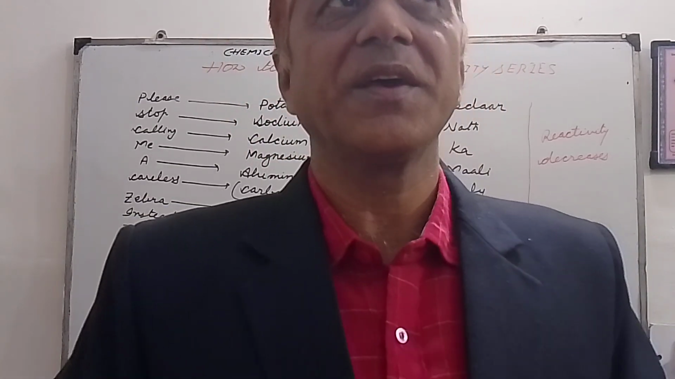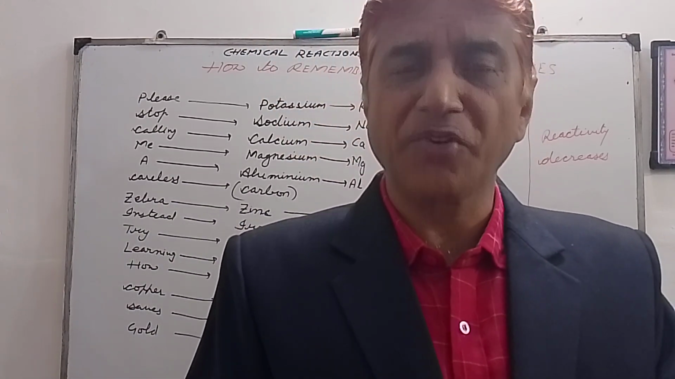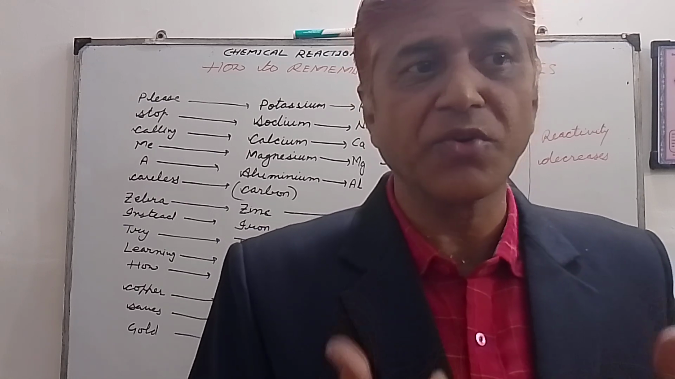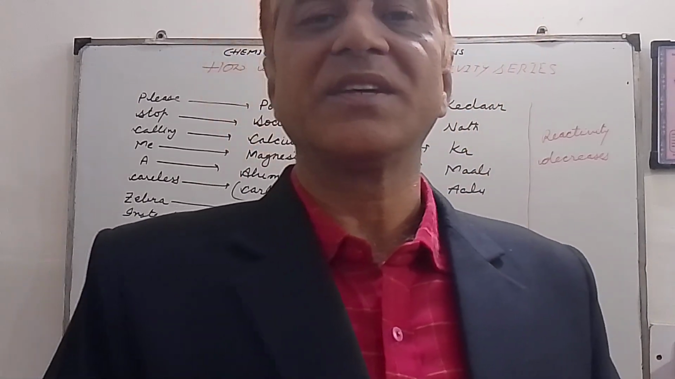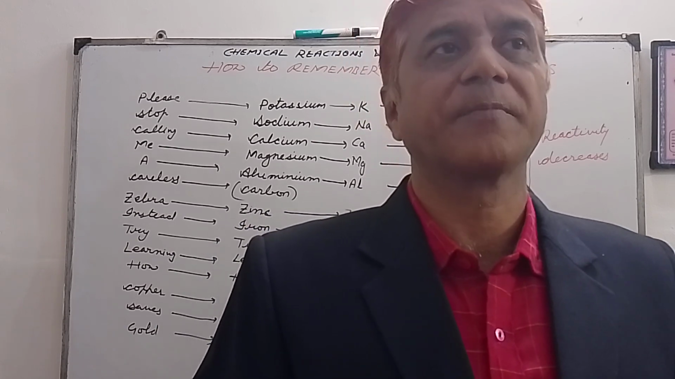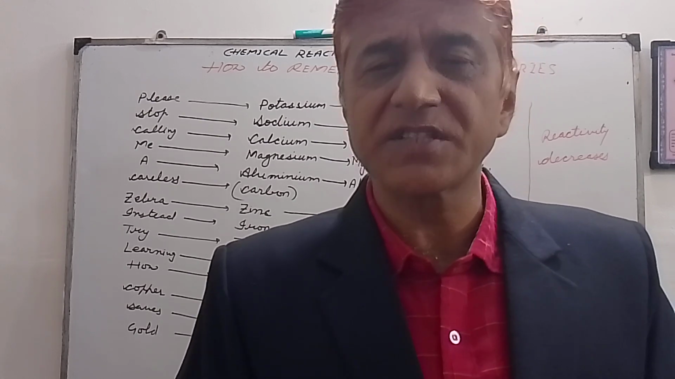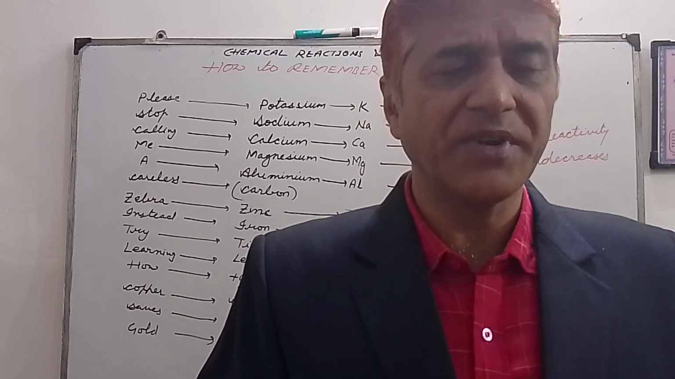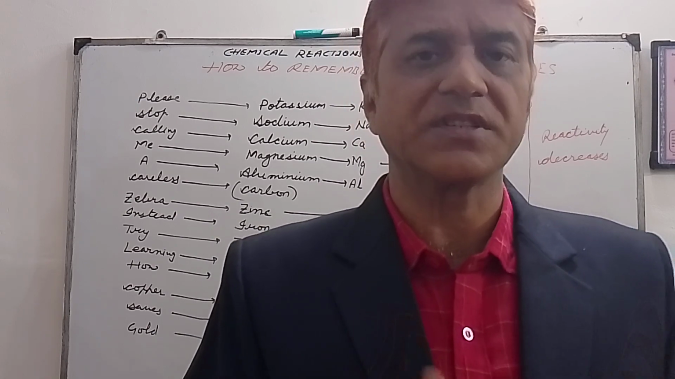But whether a reaction will take place or not will be determined by knowing which element is more reactive. Then we can understand whether this reaction will take place or not. So for that we must know the reactivity series. I will tell you what the reactivity series is and how to remember it.